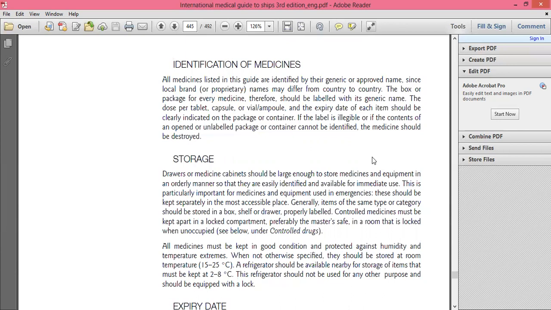The dose per tablet, capsule, or vial per ampule and the expiry date of each item should be clearly indicated on the package or container. If the label is illegible, or if the contents of an opened or unlabeled package or container cannot be identified, the medicine should be destroyed.